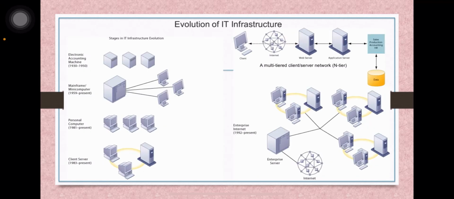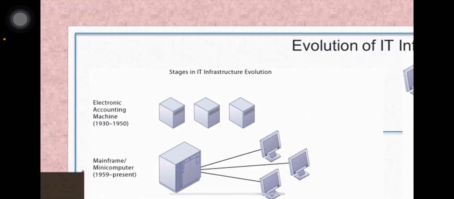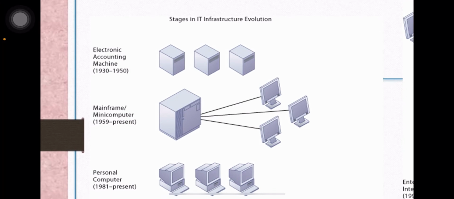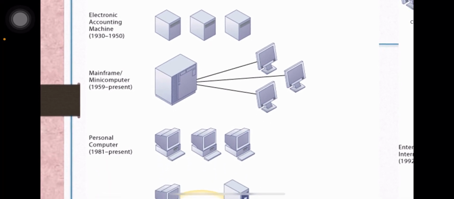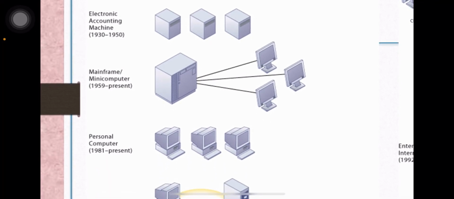Next, we move to the evolution of IT infrastructure. First, these are the stages of IT infrastructure evolution. Firstly is the electronic accounting machine, from 1930 until 1950. This is the first era of business computing, using specialized machines that can sort computer cards into bins, accumulate totals, and print the report.